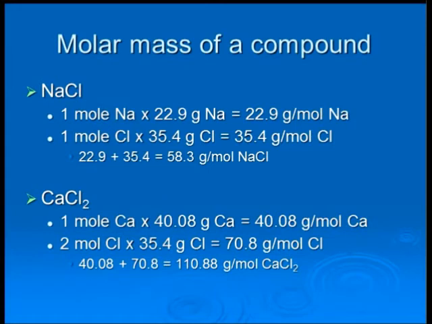Alright, so if I'm trying to find the molar mass of a compound, I'm simply going to take the masses of each individual element and add them together. So here's sodium chloride, salt. How many of each are there? Well, there's only 1 sodium and 1 chlorine, right? So if I need 1 mole of each, sodium is 22.9, chlorine is 35.4.